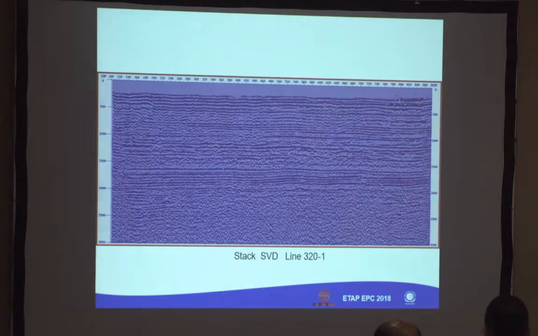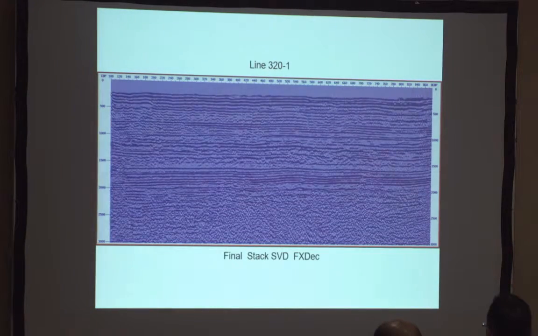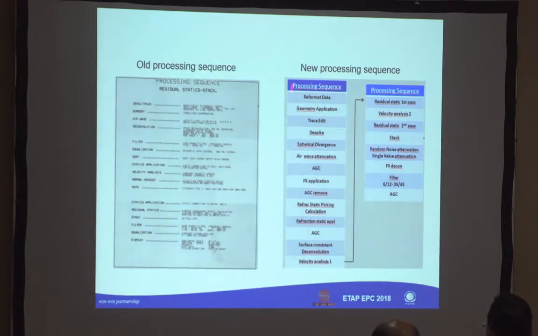And this is the stack with SVD, which is kind of a fixed decon for random noise attenuation. Starting from the beginning, we can get this quality. If you look at the processing sequence, there is nothing special. We didn't put in something new like PSTM or PSDM or TOP. No, nothing. We wanted to keep a simple processing sequence, just to see that starting from basic things, we can improve the quality.